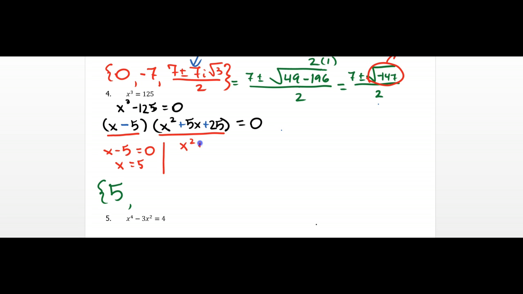So x squared plus 5x plus 25 equals 0. And in order to solve this, because we got it from factoring a difference of cubes, we have to use quadratic formula. That's the only way this is going to work. So we're going to set up our formula, just like for number 3, with x equals, we'll use a negative 5 here, plus or minus square root of 5 squared minus 4 times 1 times 25, all over 2 times 1.